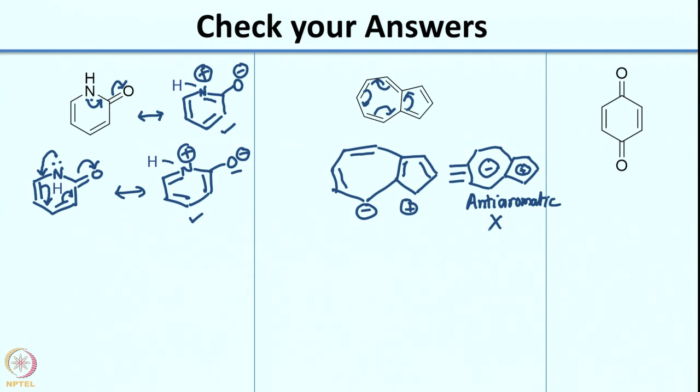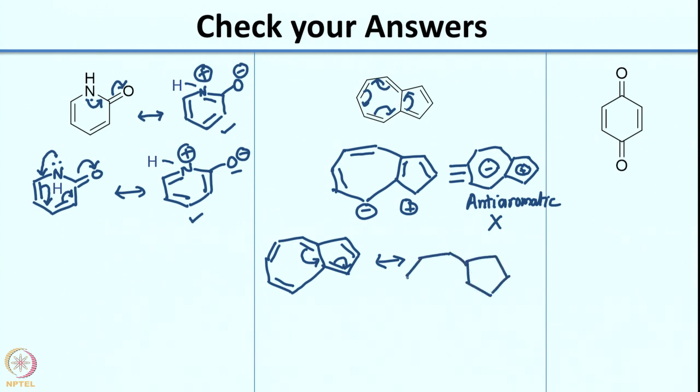Now let us try to push the electrons in the other direction. Again let me draw the first problem again. Instead of pushing the electrons out of the 5-membered ring, I am going to push the electrons into the 5-membered ring. So I have these electrons move in, and the structure that I get would have a negative charge here and a positive charge here.